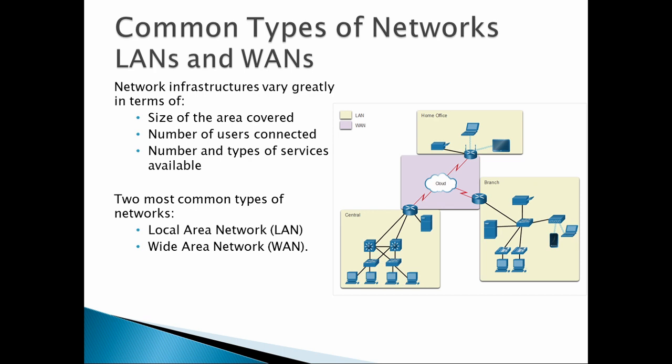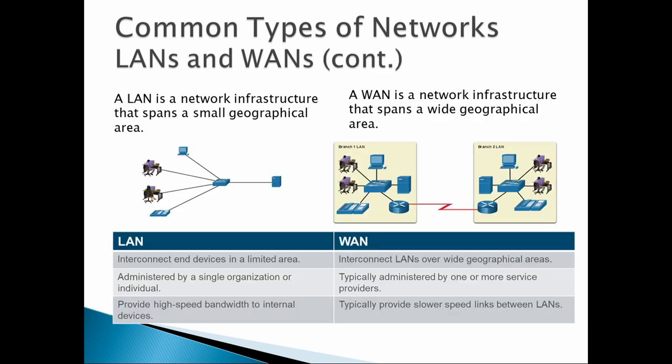The services provided by a LAN are faster because it is a small network, while the services provided by WANs are a little slower. Here it is given: a LAN interconnects end devices in a limited area, while a WAN interconnects LANs. WANs are basically a number of LANs connected with each other. Suppose here there are two LANs connected to each other and they form a WAN. The LAN has high speed bandwidth to internal devices. A WAN typically provides slower speed to the devices because a WAN covers a large area.